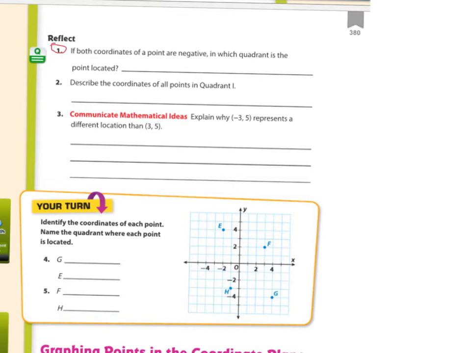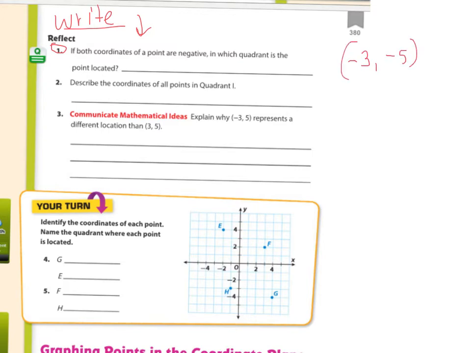If both coordinates of a point, well, yes, go ahead and write these down. Write this down. I'm going to be looking for this. If both coordinates of a point are negative, in which quadrant is the point located? So, for example, -3, -5.